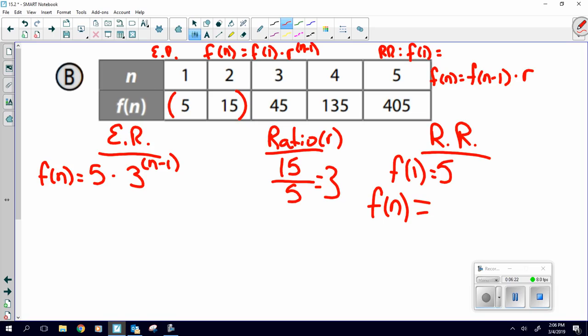F of n equals, and I'm looking at my recursive rule general form, right? So f of n minus 1 times my r, which is 3. Excellent. So it shouldn't cause you too much problem, at least in the beginning here, okay? So now that we've done this, okay?